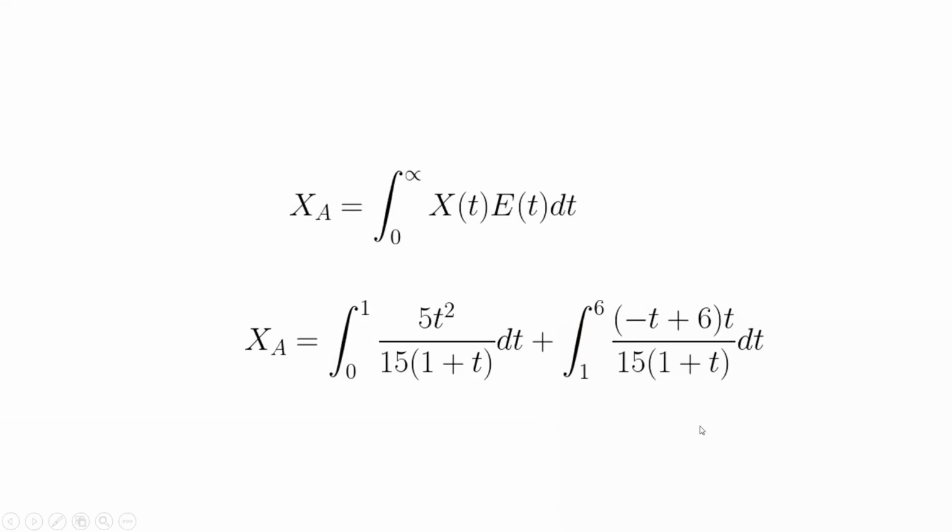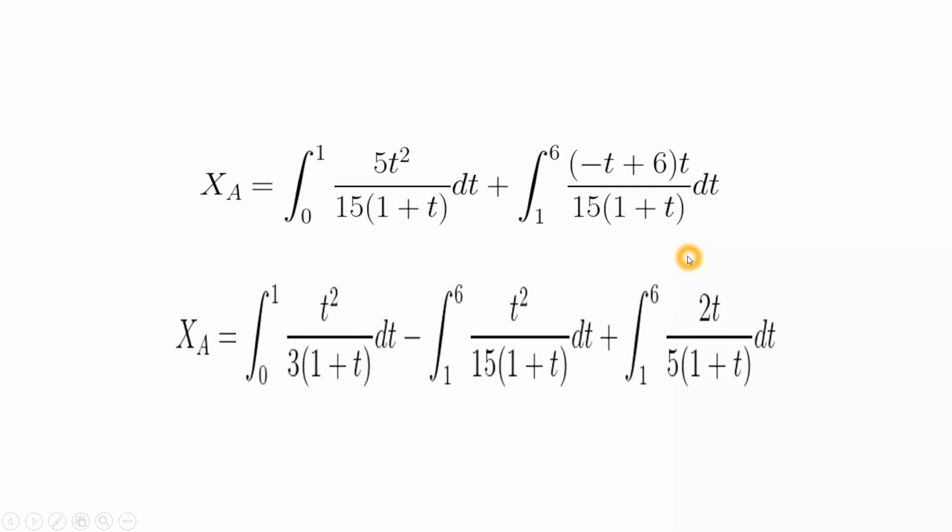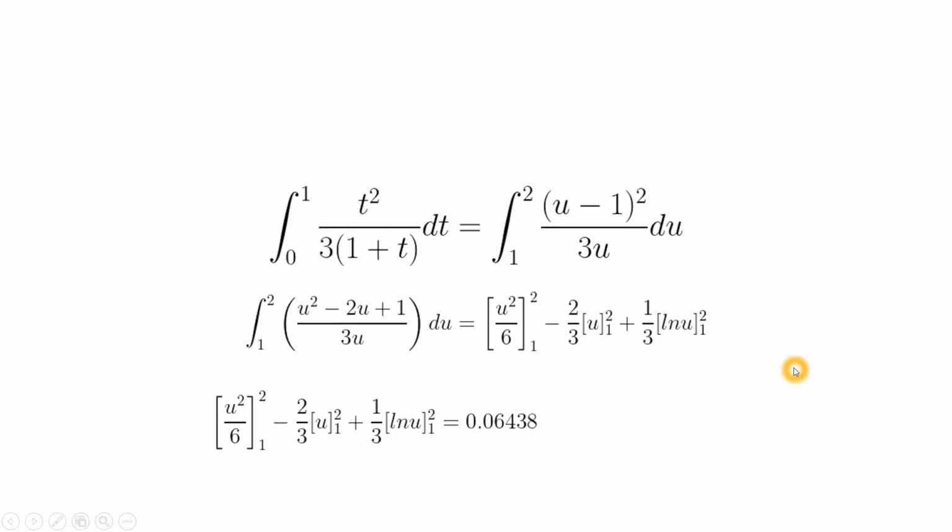So we put all these values and get Xt into Et for 0 to 1. Similarly for 1 to 6 we use t upon 1 plus t, and Et is (minus t plus 6) upon 15, where 15 is the integral of Ct dt. Now we will solve this equation. X is equal to the integral from 0 to 1 of 5t², which simplifies to t² over 3(1 plus t) dt, minus the integral from 1 to 6 of t² over 15(1 plus t) dt, plus the integral from 1 to 6 of 2t over 5(1 plus t) dt.